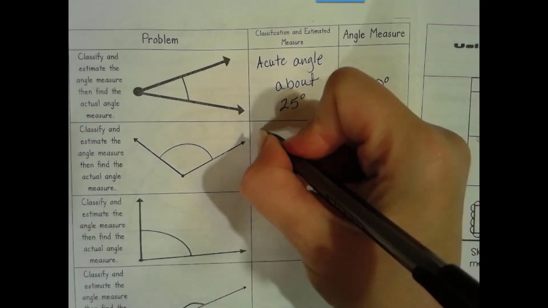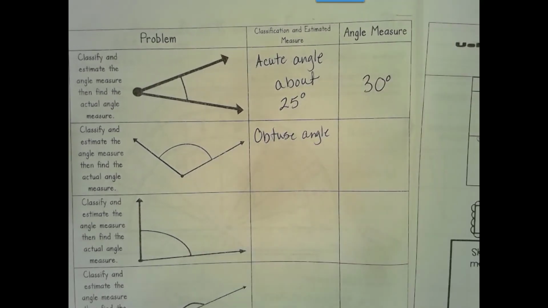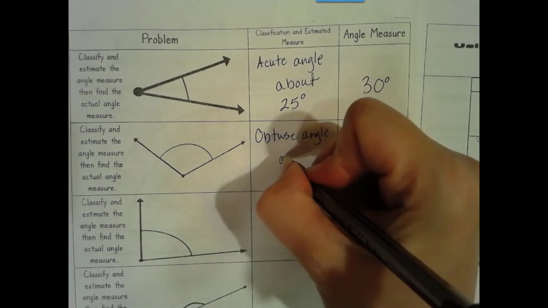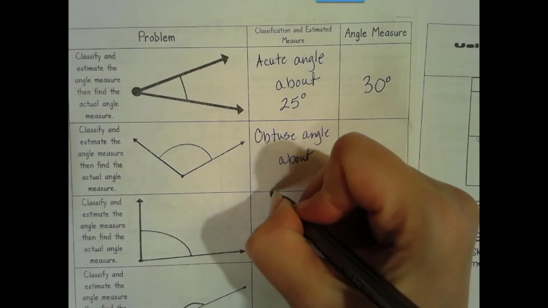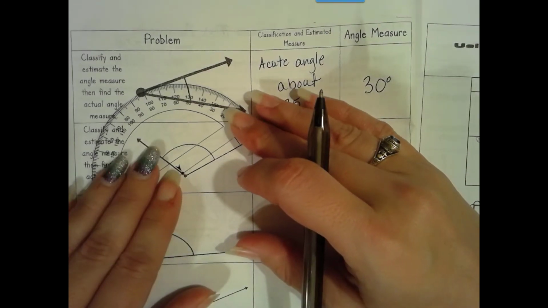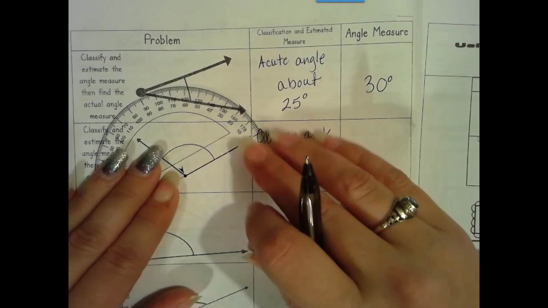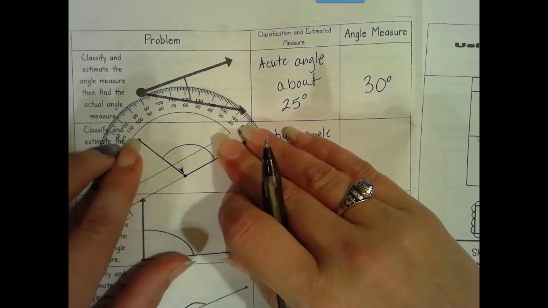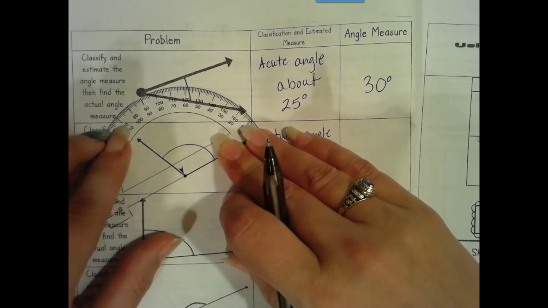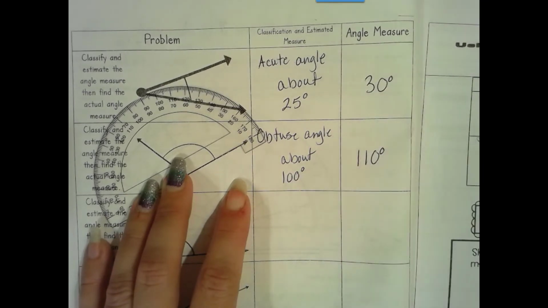So this right here is an obtuse angle. I can tell it's larger than 90 degrees, but not much. So I'm going to say it's about 100 degrees because it looks just a little bit bigger. I'm going to take my midpoint, put it on my vertex because that's going to be the center of my circle. Line up at the 0. See where it looks like it's pretty close to 110 degrees. Looks like that's where it's pointing.